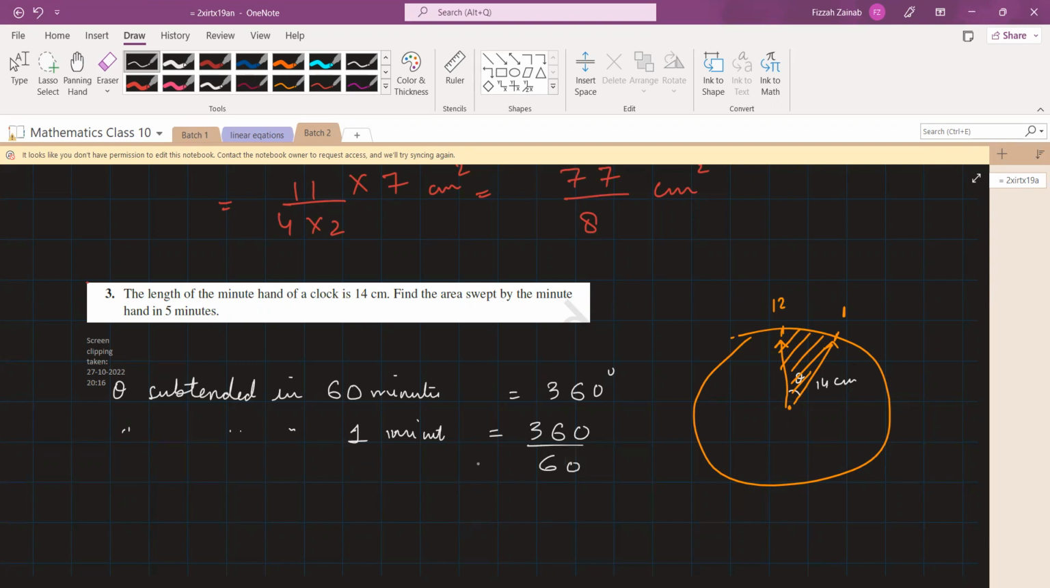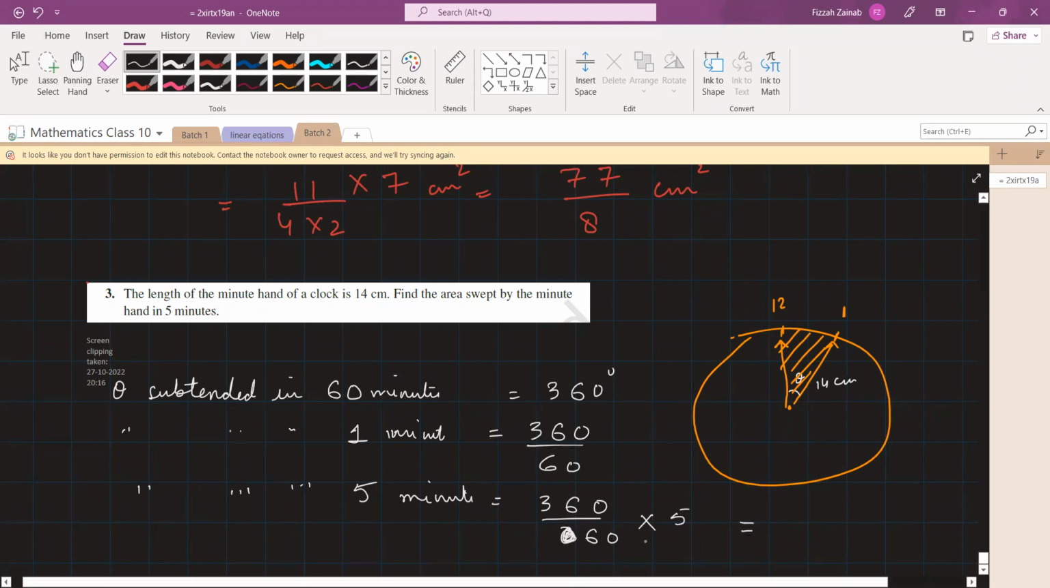And now you have to find this in 5 minutes. So theta subtended in 5 minutes, you multiply this by 5. So 360 divided by 60 and multiply by 5. So this much will be the theta covered in 5 minutes, which you can simplify. Oh, sorry, it was 60 in the denominator. Which you can simplify. So 0 goes, and 6 into 6 is 36 and 6 into 5 is 30. So 30 degree is the angle covered in 5 minutes.